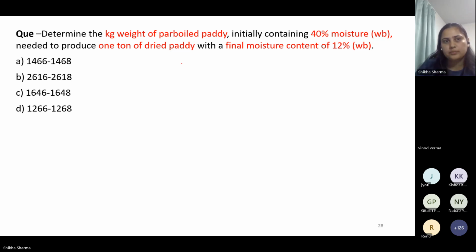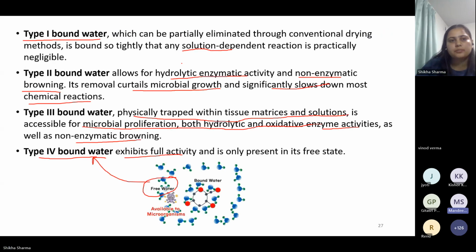Ma'am, there are four different kinds of water that you mentioned here. The type 3, which is available for microbial proliferation, how is it possible to reduce this? Like we can create a gel form to reduce this activity, or is there any other option? We want to reduce the water activity from 0.8 to 0.6. So how is it possible? Which water will be removed? The type 3 bound water will be removed.